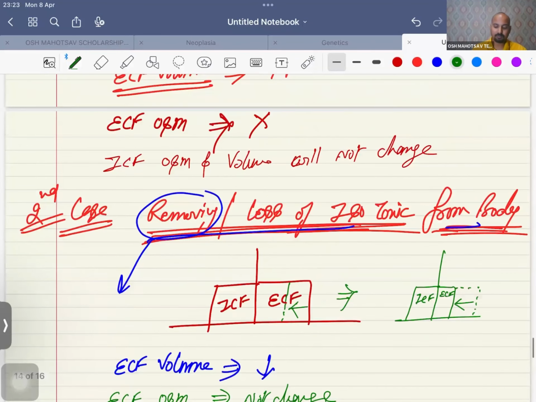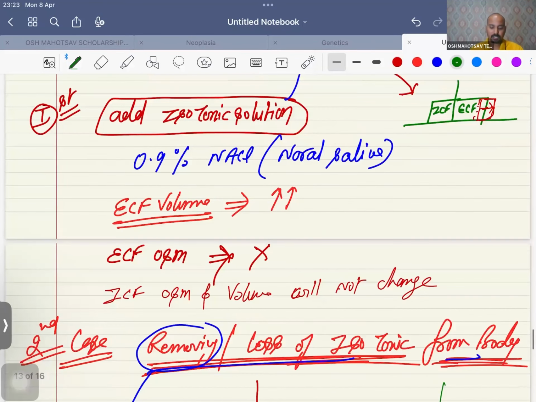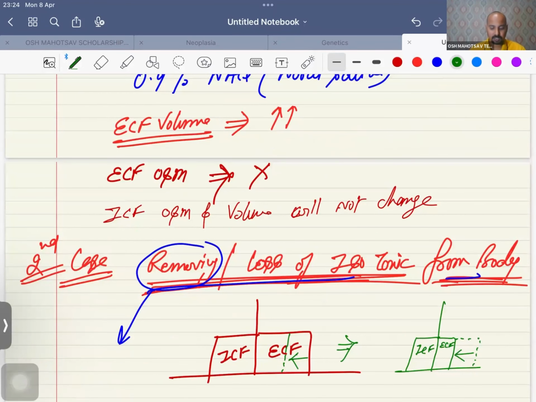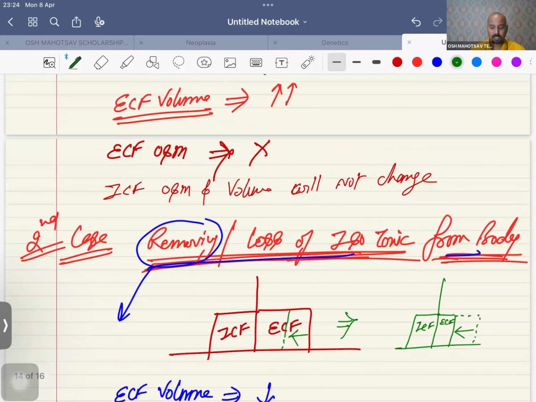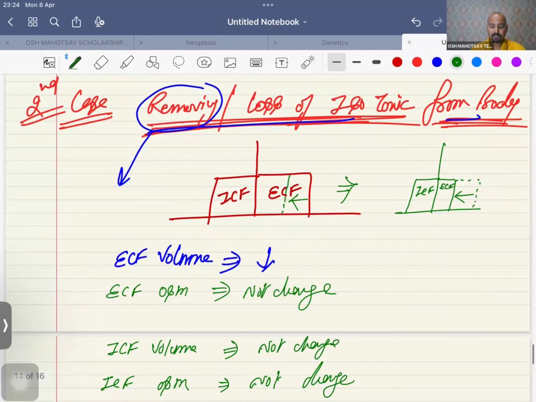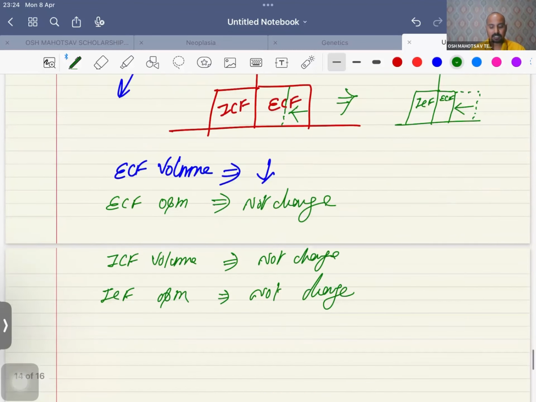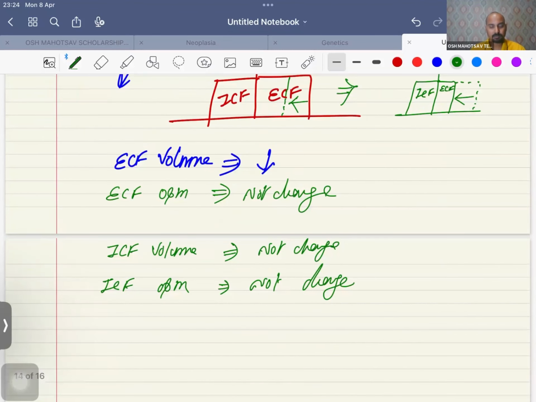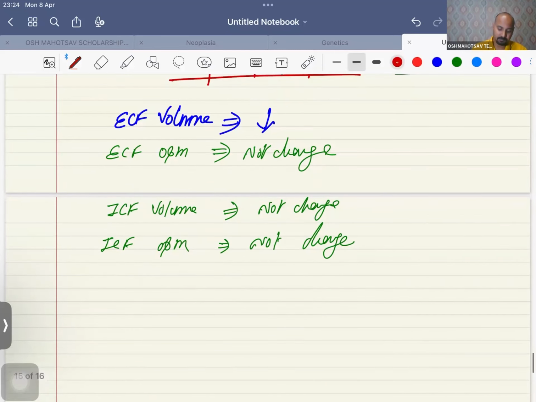Okay, so if we are adding isotonic solution, in that case only ECF volume will increase. The rest, ECF osmolarity, ICF osmolarity and ICF volume, remain the same. And if we are removing or losing isotonic fluid from the body, in that case only ECF volume will decrease. ECF osmolarity will remain the same, and ICF volume and osmolarity remain the same. Okay, then we have the third case.